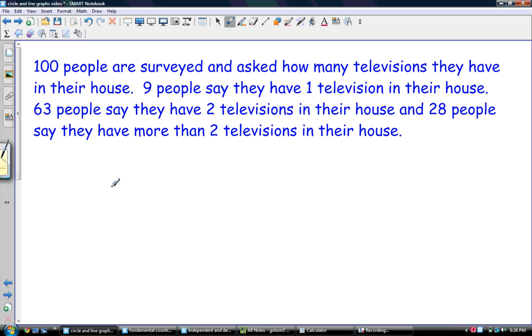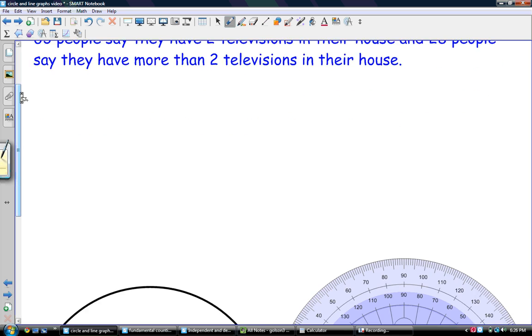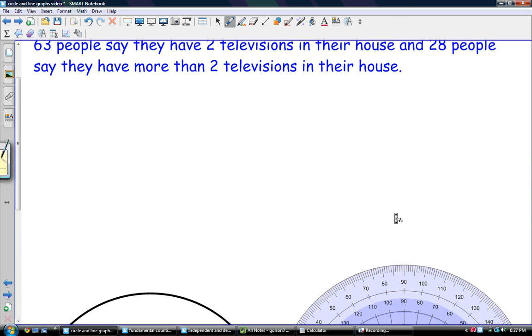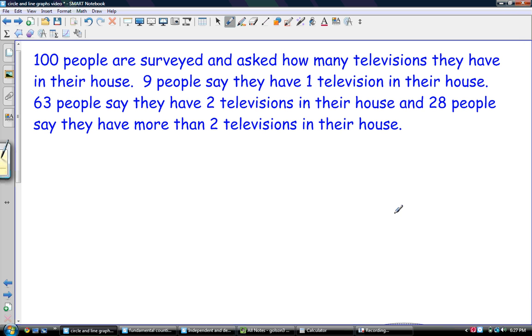So if I'm going to make a circle graph, I don't just make up the size of the sections in the circle. I've got to know exactly how big they're supposed to be. Okay? So I have a circle down here ready to make my graph on, and notice I already have the protractor there because I needed a specific size for each section. It's not just, well, the 1 is only 9, so I'll make that one kind of small. The 2 was 63, so I'll make that one really big. It's got to be a specific size. So the way we figure out that specific size is we use proportions.